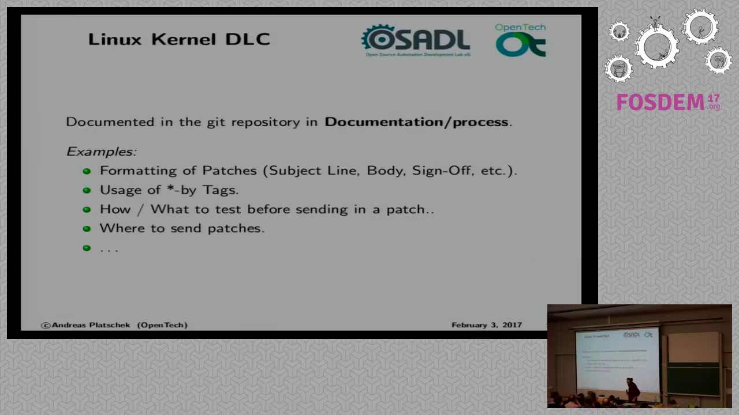So the first point I had before was that a process has to be in place, and the good news is there is a development lifecycle in place in the Linux kernel. It's documented in the source code in the Git repository in the documentation process. Some examples for the content are how patches should be formatted, what the subject line in the patch should look like, how the body should be, what it should contain, how patches should be signed off, and so on. It also defines the usage of the byte tags. It gives checklists on how and what you should test before submitting a patch, and it also helps you to find out where to send patches. So the good news is that we have a development lifecycle in place. The next question is: is it followed, and how well is it followed?